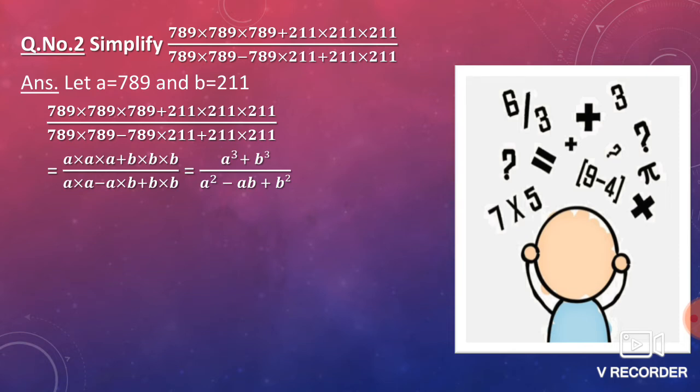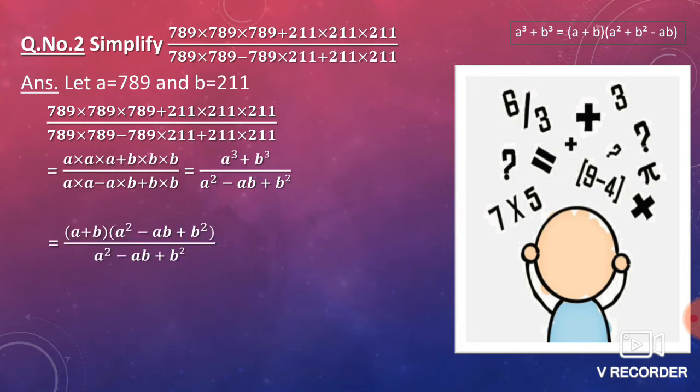So the formulas which we can implement, first let's see a cube plus b cube, that is a plus b into a square plus b square minus ab. So let's implement that formula in this numerator, that is a plus b into a square minus ab plus b square.